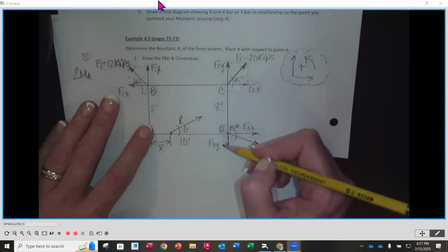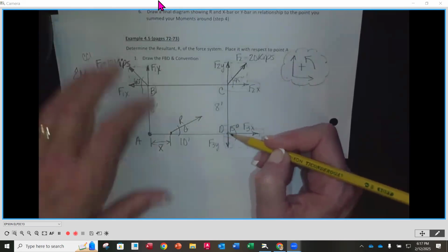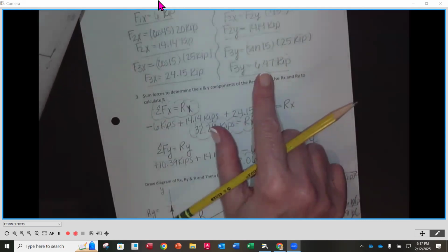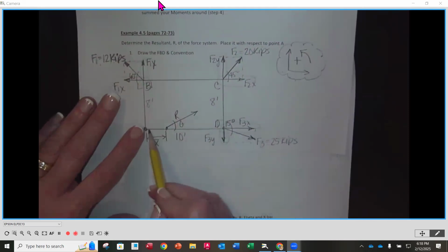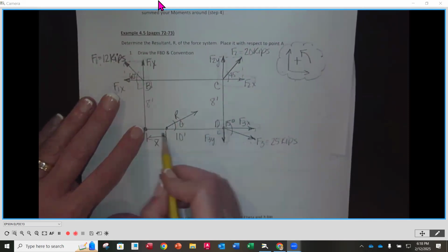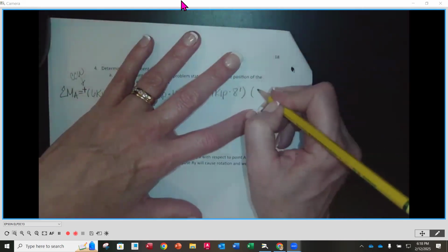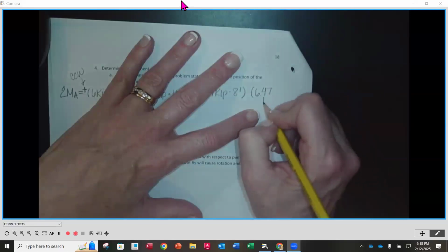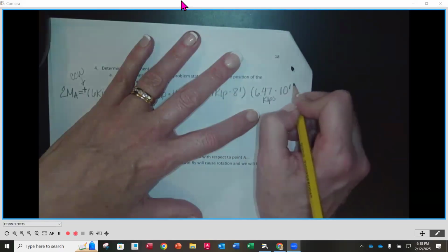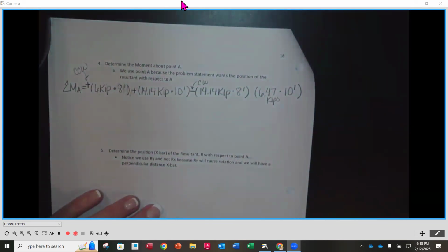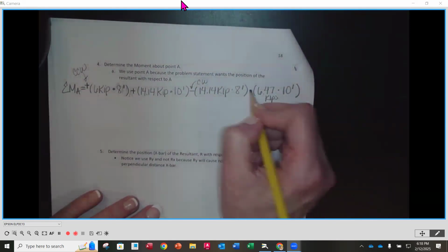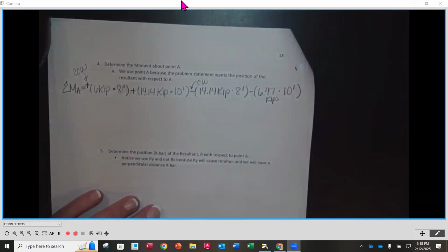Okay. Now, F3y, magnitude, all right, if we go back over here, magnitude is 6.47. Again, don't put the negatives there because the positives and negatives are going to come from the rotation. Its perpendicular distance, 10 feet, okay? So, going back over here, 6.47 kips. I'm going to put kips down below times 10 feet. Okay. And then we're going to have a negative out front again, because that's a clockwise directed moment.